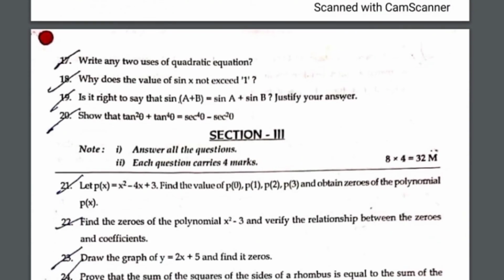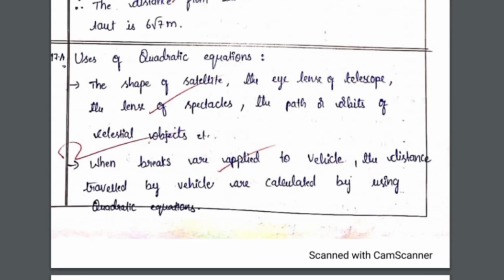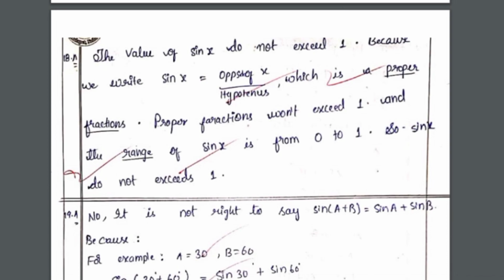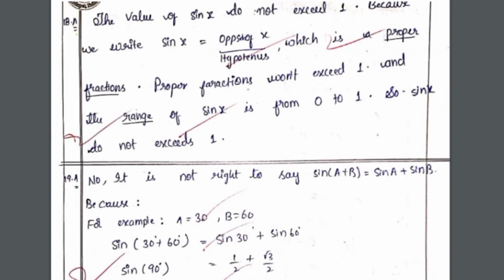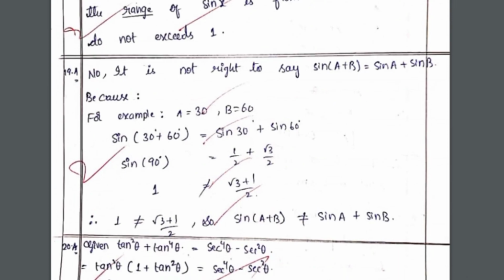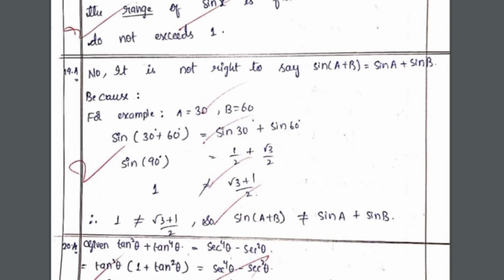And the next one is, yeah, this is a very interesting question. Why does the value of sin x not exceed 1? Let's see what she wrote here. Yes, the value of sin x does not exceed 1, because we write sin x is equal to opposite of x by hypotenuse, which is a proper fraction. Proper fractions won't exceed 1, and the range of sin x is from 0 to 1. So sin x does not exceed 1. Okay, right. So this is the answer for this question.